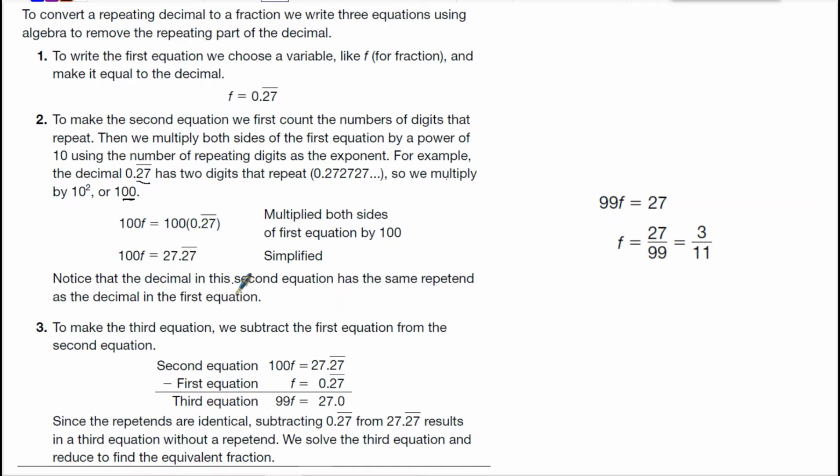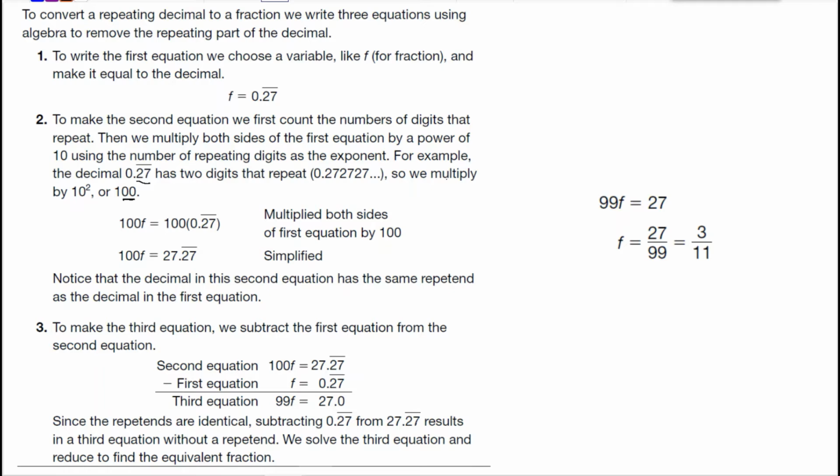Notice that the decimal in the second equation has the same repetend as the decimal in the first equation. Okay, we still have 0.27 repeating there. And then you have to make a third equation, where you subtract the first equation from the second equation. So you do 100f equals 27.27 minus f equals 0.27. So you end up with 99f equals 27.0. Since the repetends are identical, subtracting the 0.27 from 27.27 results in the third equation without the repetend.